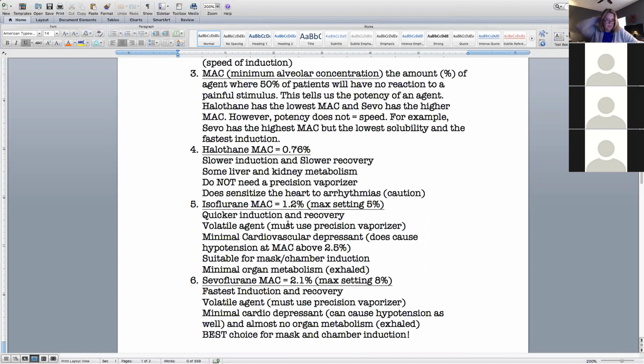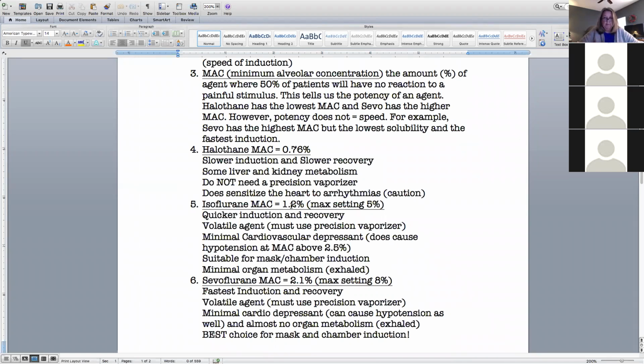You actually didn't need to know methoxyflurane for the test, as far as its MAC value. Just know that it's an older agent, and I'll talk about that. So to understand it, if you had 10 dogs and you gave them, I'll use ISO, 1.2% ISO, then 50% of them would react, meaning 5 of them, and 5 of them would not react to a painful stimulus.